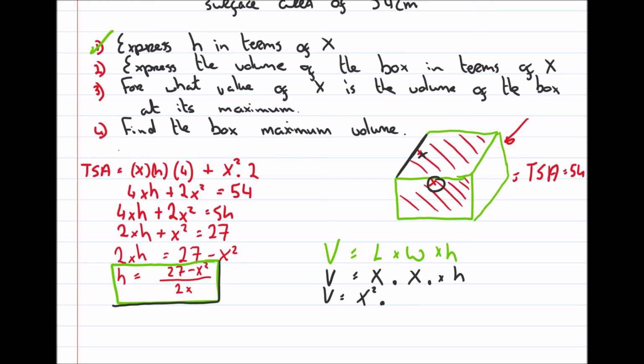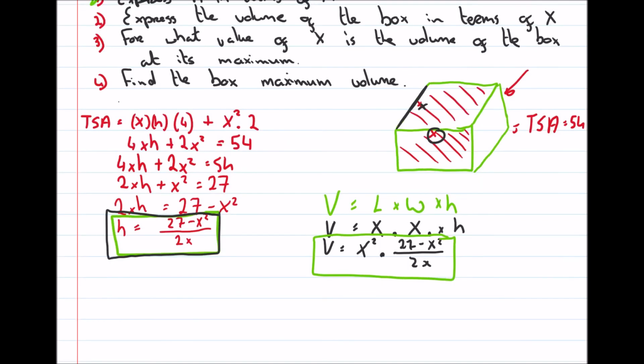I have the height over here, okay, because I need to express all this in terms of x. That's what it says in the second part. So multiplied by 27 minus x squared all over 2x. Okay, so there's my answer to the second part. Here's the volume of the box. So that's that bit done.